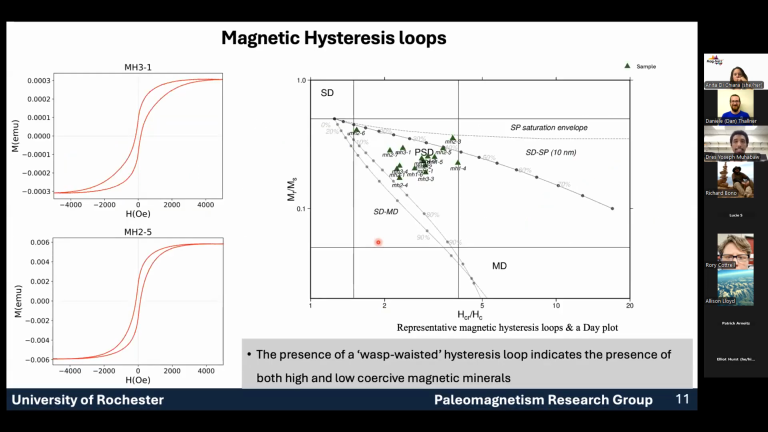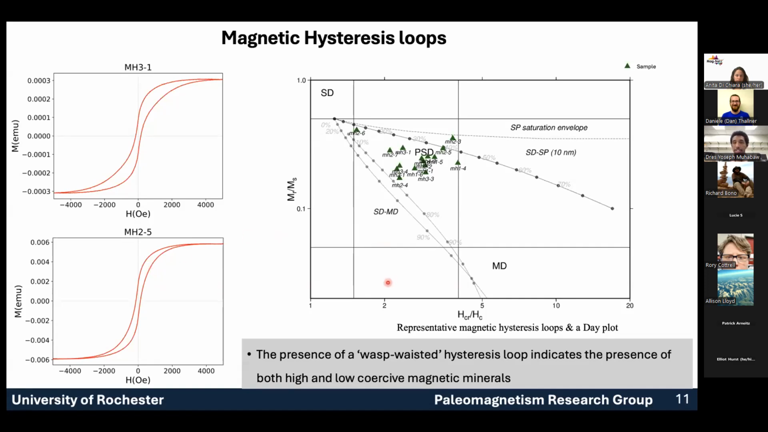So these are the magnetic hysteresis loops, just the representative loops. As you can see from this, the shape of the hysteresis loop shows a wasp-waisted behavior. This is a behavior in which the sample contains both high and low coercivity minerals. Again, this also shows this wasp-waisted kind of behavior.